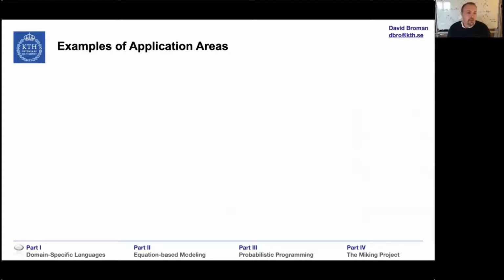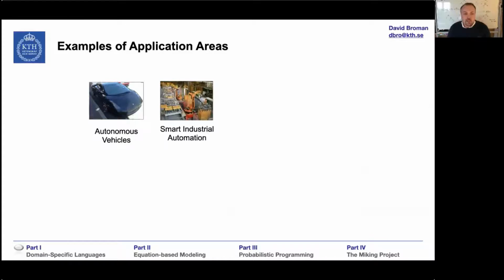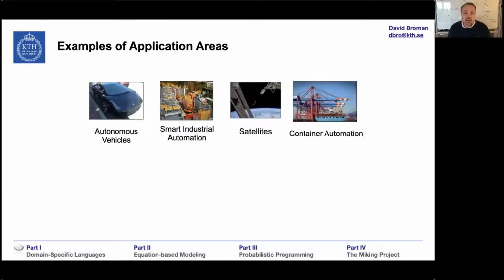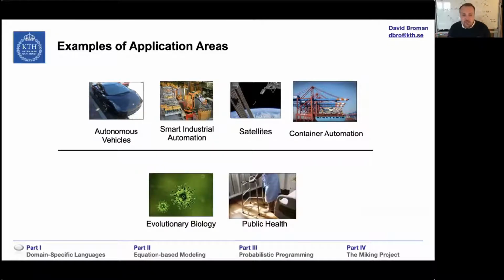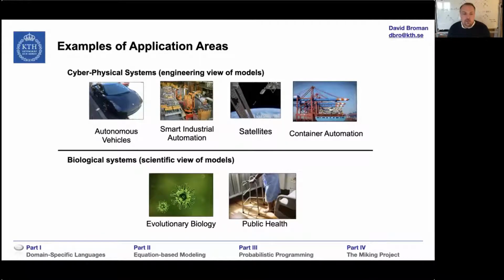If we look at some example areas, for example, autonomous vehicles, smart industries, satellites, container automation, these are some of the areas where we have ongoing collaboration. We are also collaborating on evolutionary biology, or phylogenetics, and public health. As you can see, the first ones are examples of more cyber-physical systems, the engineering view of models, whereas the second part is the more scientific view, as I explained before.